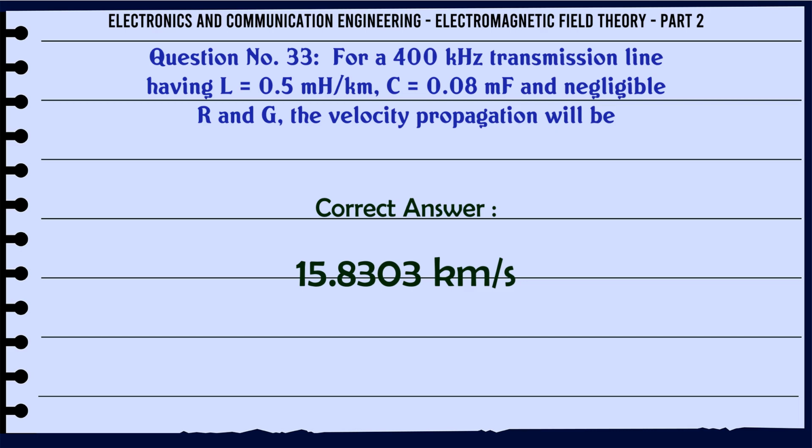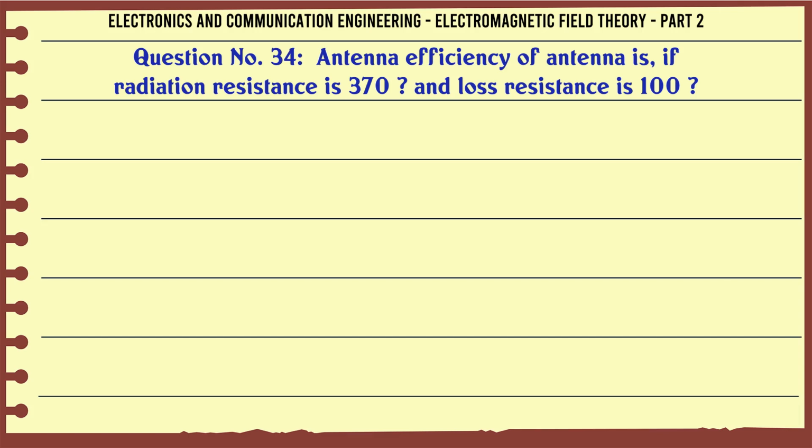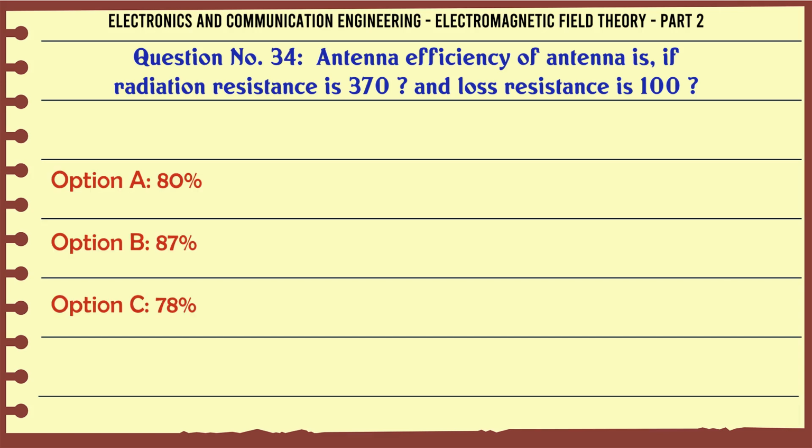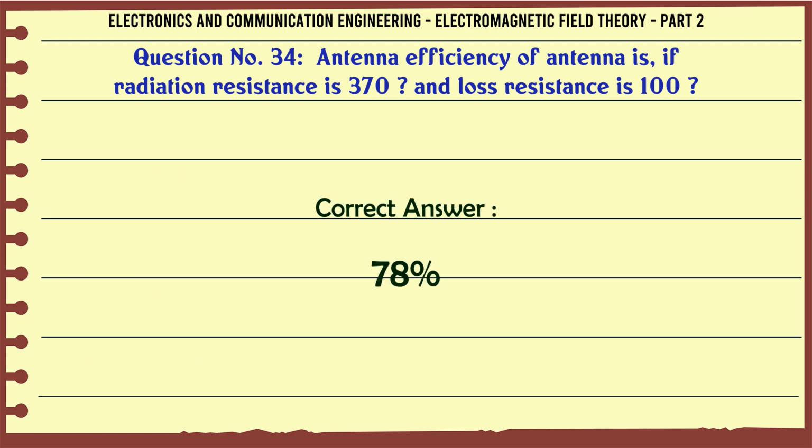15.8303 km/s. Antenna efficiency of an antenna, if radiation resistance is 370 and loss resistance is 100: A 80, B 87, C 78, D 21.27. The correct answer is 78.